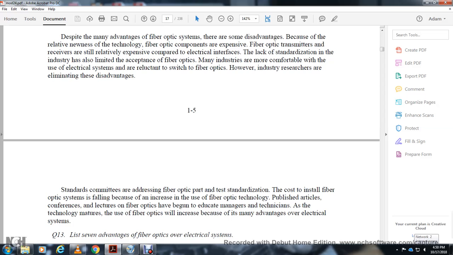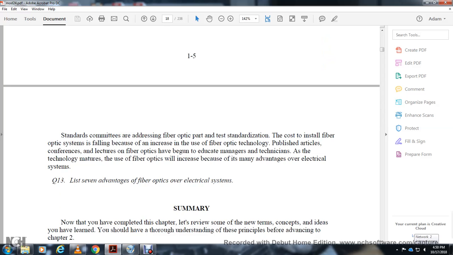Communities are addressing fiber optic parts, test standardization, and the installation of fiber optic systems. Because of the increased use of fiber optic technology, published articles, conference letters, and lectures on fiber optics have educated managers and technicians. The technical use of fiber optics will increase because of its many advantages over the electrical system. Chapter 1 Summary.